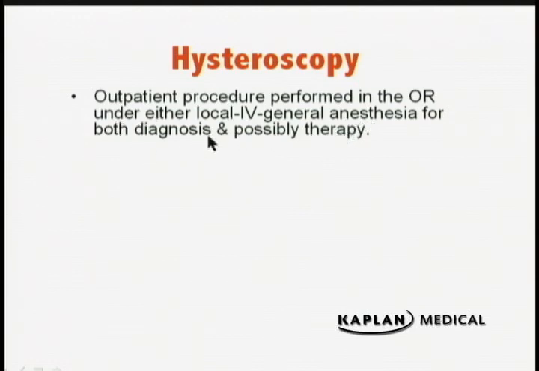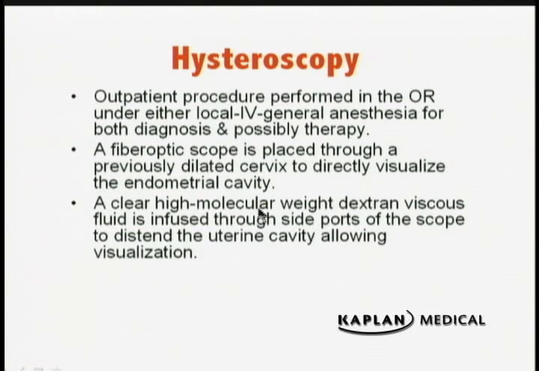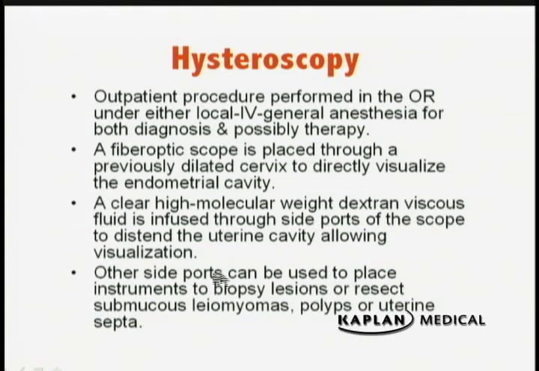A fiber optic scope is placed through the previously dilated cervix, and you directly visualize the endometrial cavity. A clear, high molecular weight dextran viscous fluid is infused through the side ports of the scope to distend the uterine cavity, allowing visualization. Otherwise, the walls of the uterus will come together and you won't be able to see anything. So we use a dextran, which we will place into the uterus. Other side ports can be used to place instruments, to biopsy lesions, resect submucous leiomyomas, polyps, or uterine septa, and we'll see how this is done later on.